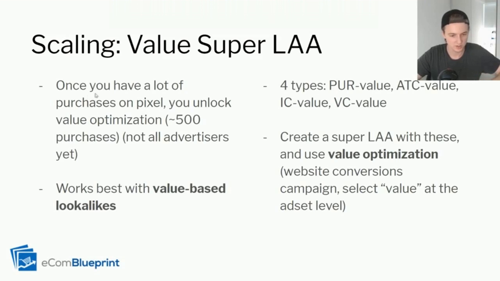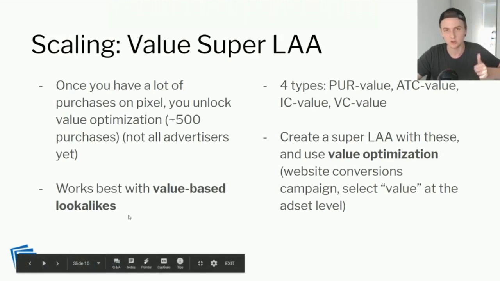And that's what I wrote here. Once you have a lot of purchases on your pixel, you unlock value optimization. And I think it's at around 500 purchases. I'm not sure, but for the new store that I was working on with the case study, the 2.0 case study that I'm going to be talking about in the next module, I unlocked value optimization once I hit about 500 purchases. And it's not available to all advertisers yet, because for that other brand that I showed you, that I've spent hundreds of thousands on, I still don't have value optimization. And so I'm not 100% sure how they're rolling this out yet, but if you have value optimization, it works well, and it works best with value-based lookalikes.